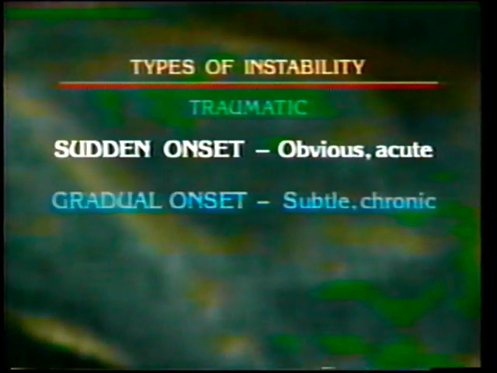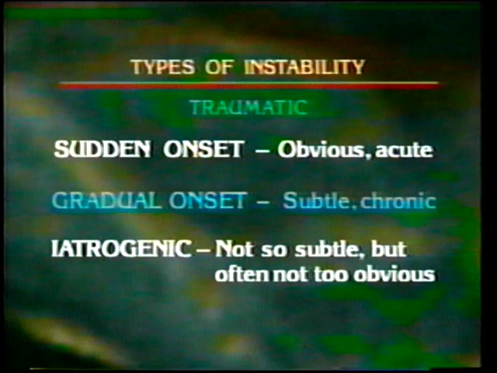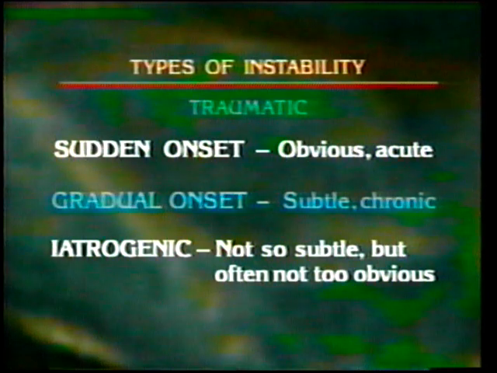Now, there are traumatic types of instability. These are the ones that we see far more commonly in our day-to-day practices. We have the sudden onset type, which is obvious and acute. We have the gradual onset, subtle and chronic. And then we have the iatrogenic, which unfortunately is not so subtle, but often not too obvious until too late. Acute traumatic instability needs to be looked at in two concepts.